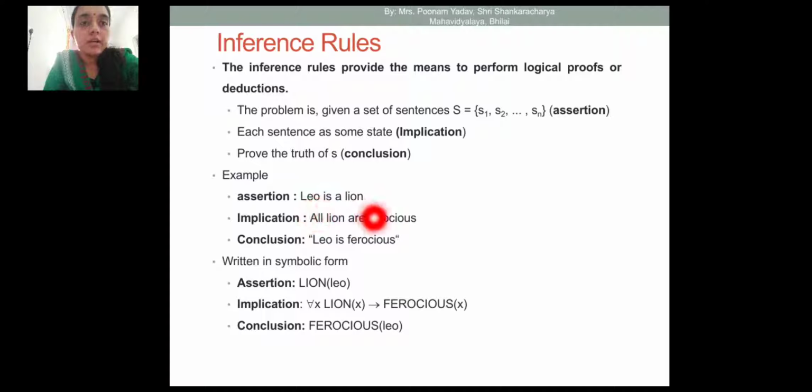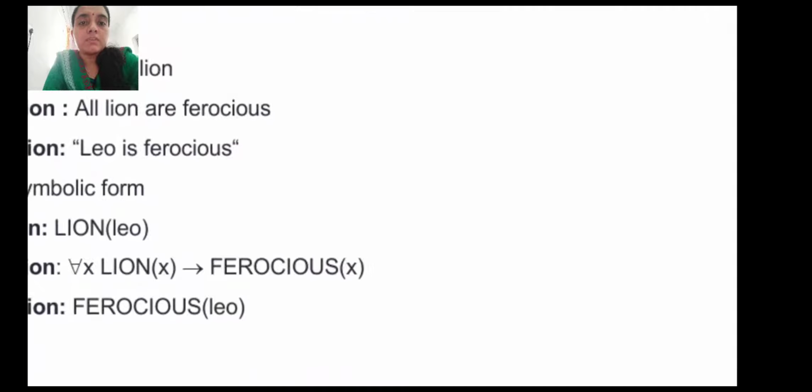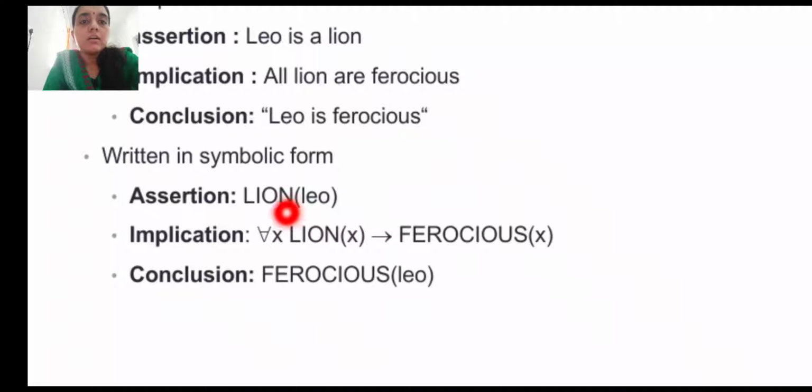Suppose Leo is a lion, all lions are ferocious. So the conclusion, Leo is ferocious. This is how to represent it in a logical symbolic format. Leo is a lion, so we represent it as lion(Leo). Then for all x, lion(x) implies ferocious(x). Then the conclusion, ferocious(Leo). So we replace x with Leo and we get the conclusion ferocious(Leo).